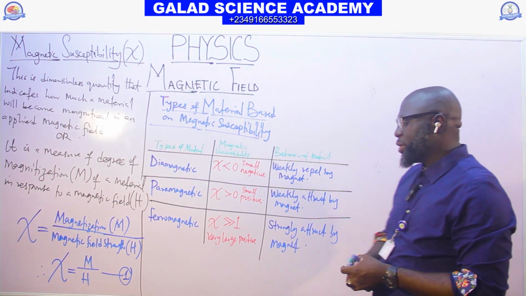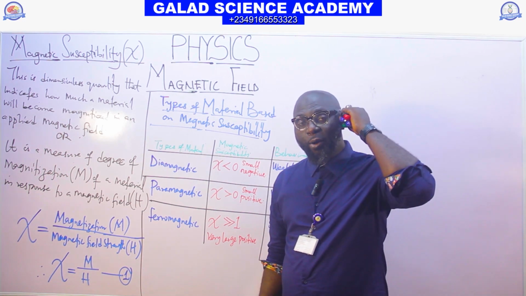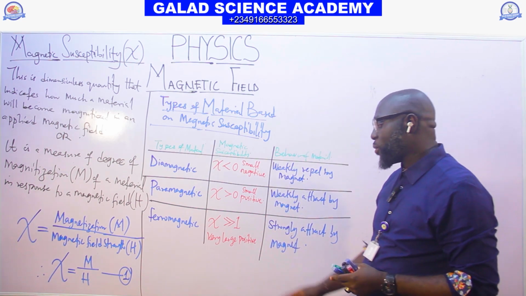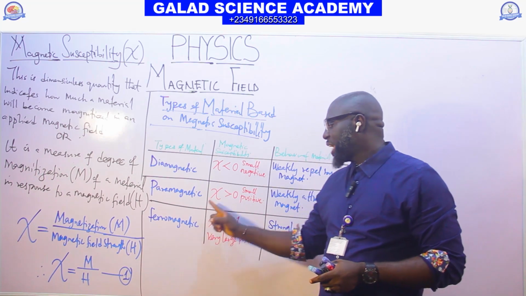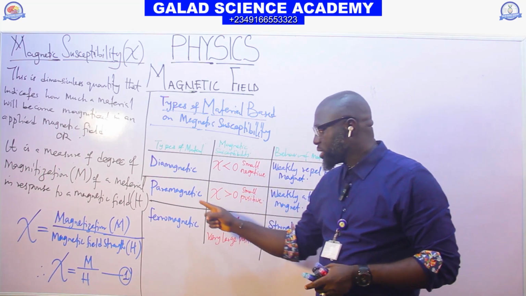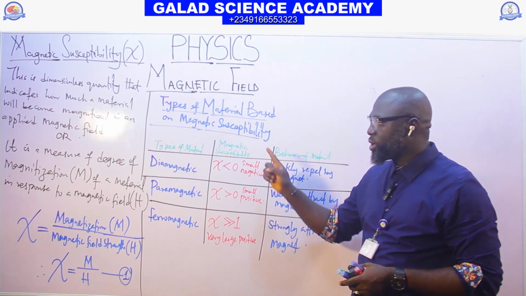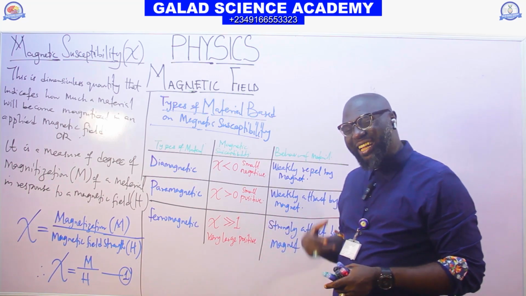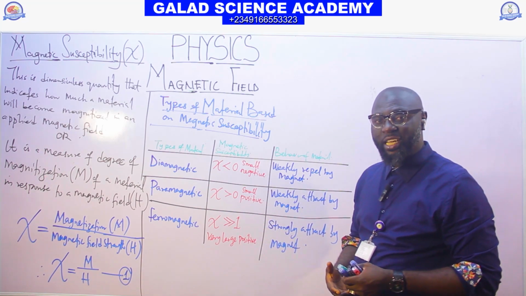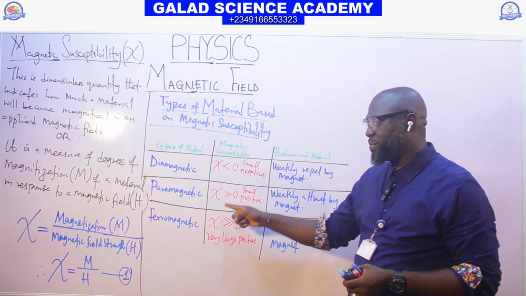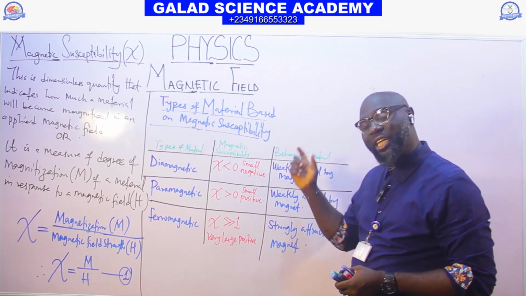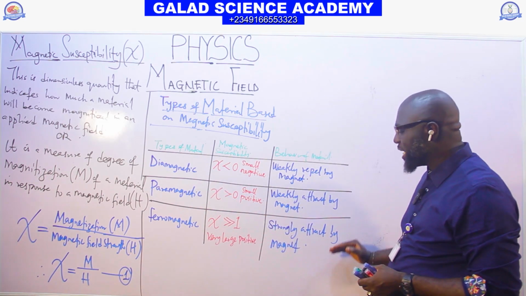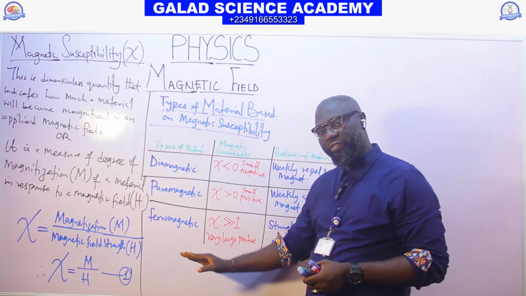So, if you ask, magnetic material that has magnetic susceptibility greater than 1 is ferro. Greater than 0 is para. Less than 0 is dia. The magnetic material that weakly attracts magnet is called para. Magnetic material that weakly repels is dia. Magnetic material that strongly attracts the magnet is called ferro.